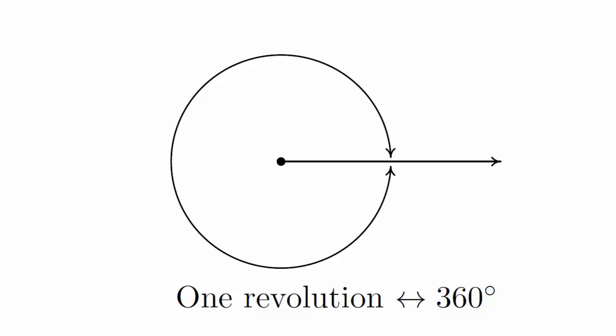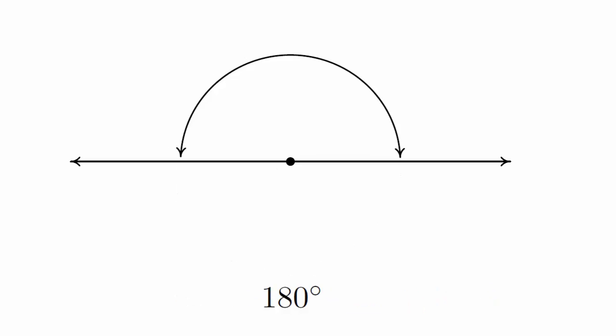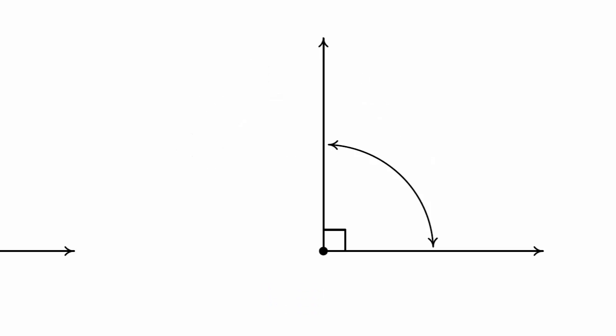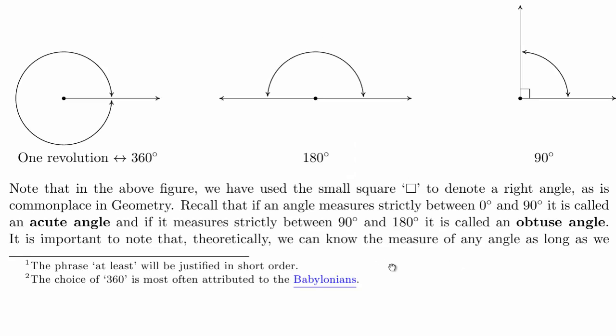One system to measure angles is degree measure. Many of you are familiar with it already. One revolution is the same as 360 degrees. Half of a revolution is 180 degrees, and a quarter of a revolution is 90 degrees. An acute angle is an angle strictly between 0 degrees and 90 degrees. Strictly between means it does not include the endpoints 0 degrees and 90 degrees. An obtuse angle is an angle strictly between 90 degrees and 180 degrees.